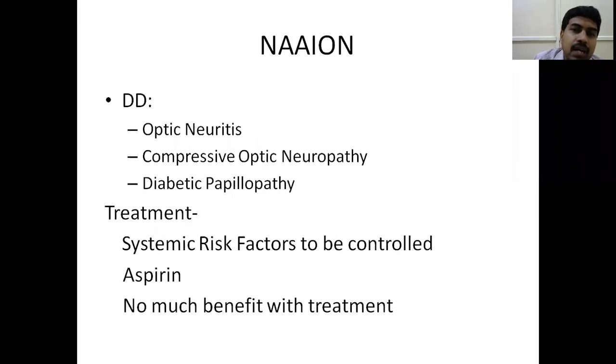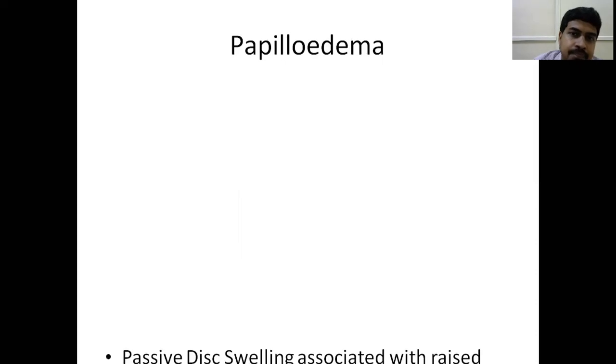Okay. And differential diagnosis for NAION: optic neuritis, compressive optic neuropathy, trauma, diabetic papillopathy. Treatment: systemic risk factors, that is smoking and hypertension, all are to be controlled. Aspirin can be prescribed. For these patients, we give aspirin or clopidogrel, antiplatelet drugs, so that cholesterol plaque or platelet plug formation is inhibited. And if the disease has already set in, there is not much benefit with treatment, because the nerve has already gone into ischemia, there is no use treating it.